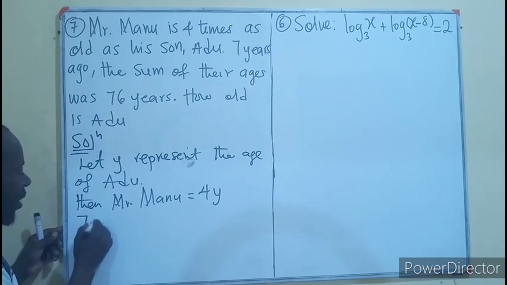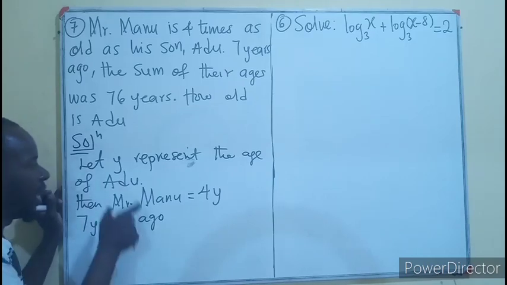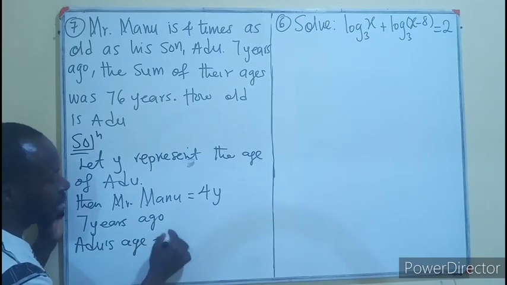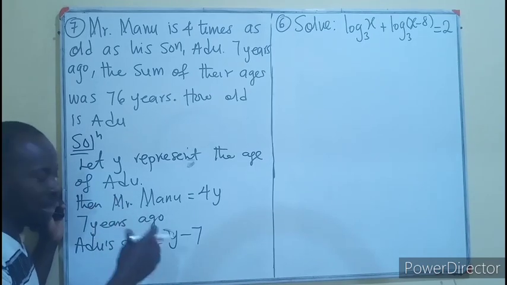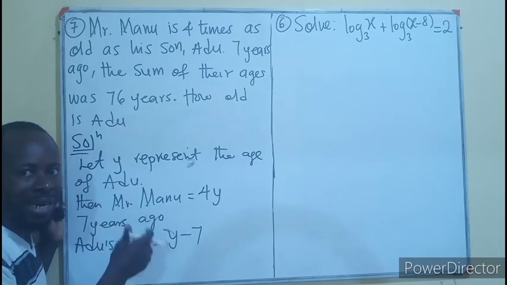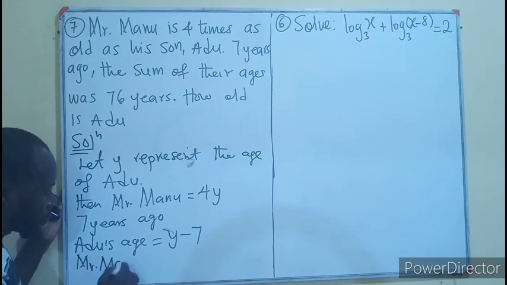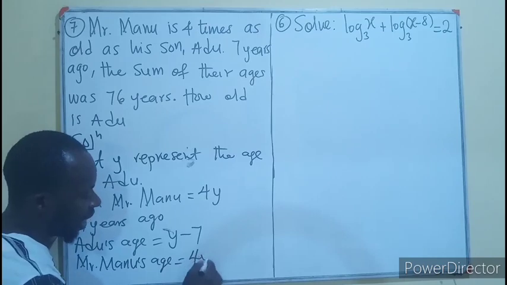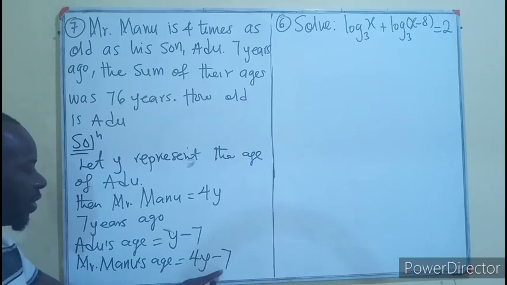Now, we can say that 7 years ago, what will be the age of Edu? Edu will be y, which is the age now, minus 7 years ago. Because this is the current age, 7 years ago there will be a subtraction of their ages. They will be younger than their actual age now. Then that of Mr. Menu will also be 4y, as it is now, minus 7 years. So 7 years ago, this is what Mr.